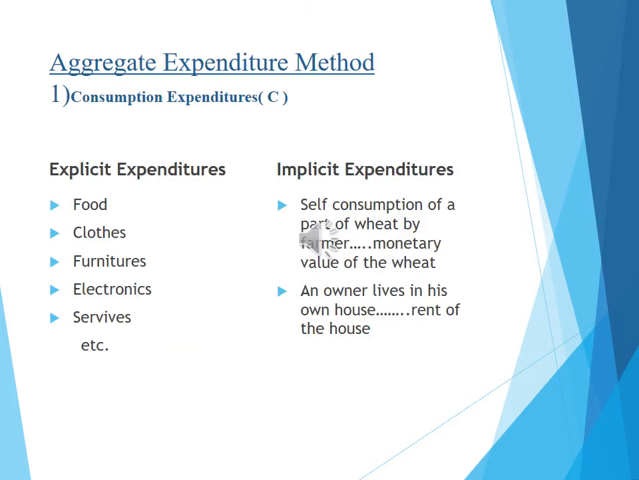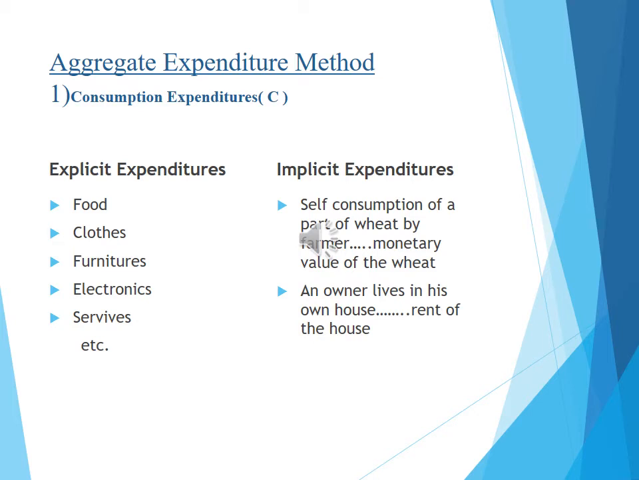The first component of aggregate expenditure is consumption expenditures. Consumption expenditures fall into two categories: explicit expenditures and implicit expenditures. Explicit expenditures are well-defined expenditures. They are clear-cut ones. Such expenditures are made on food, clothes, furniture, electronics and services. While the implicit expenditures are not well-defined, they are not so clear-cut.